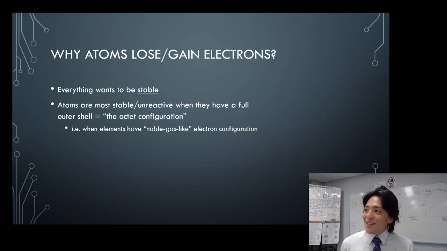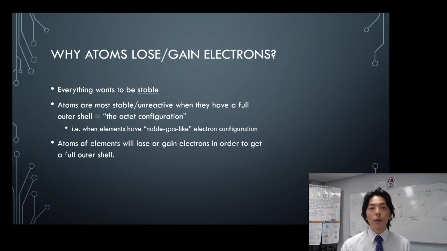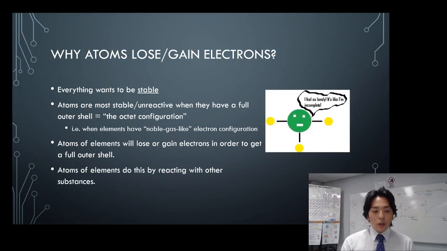So that actually means that when element atoms have noble gas-like electron configuration, you know that noble gases are the most chemically inert, unreactive, non-reactive elements, right? So if a metal loses electrons or non-metals gain electrons, they gain the octet. All right. Atoms of elements will lose or gain electrons in order to get the full outer shell. And also atoms of elements do this by reacting with other substances.